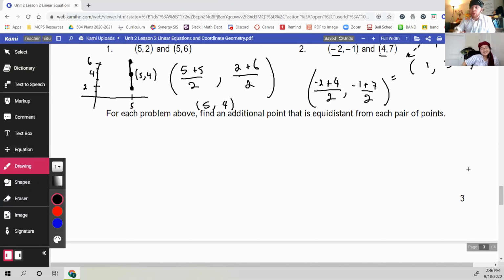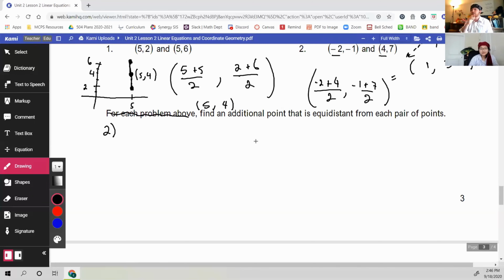So we want to use the midpoint formula, and we want to use the perpendicular properties of lines to answer this. This question here is actually quite difficult. For each problem above, and you know what? Let's just do it with the second one.